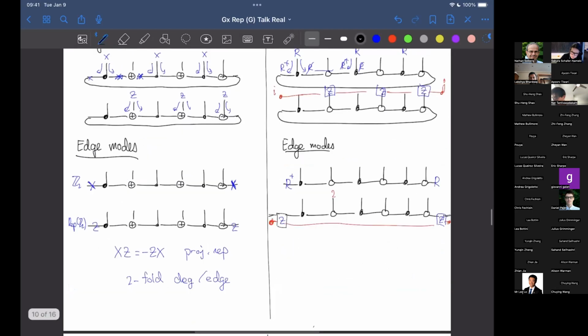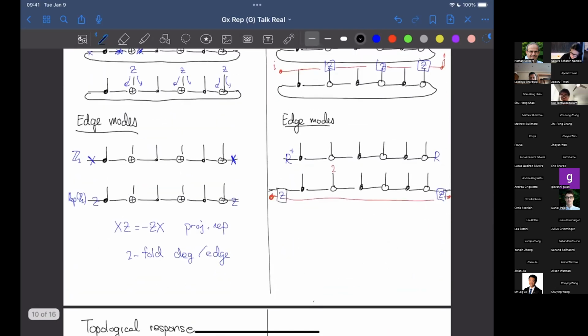So what does the boundary symmetry action look like? In the abelian case, for Z2, it acts as X left and X right. And for rep Z2, it acts as Z left and Z right. And these two operators commute, but if you factor it onto each edge, they anti-commute.